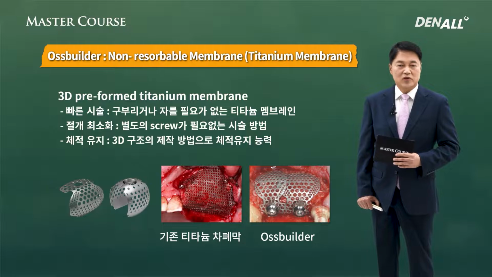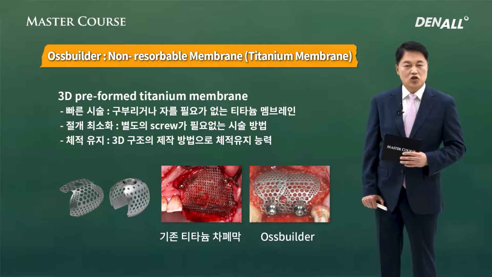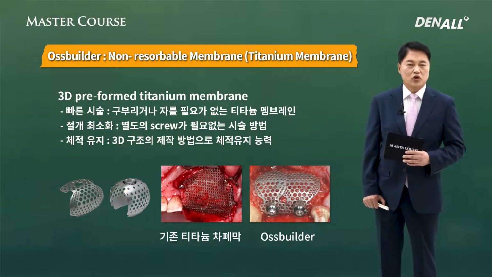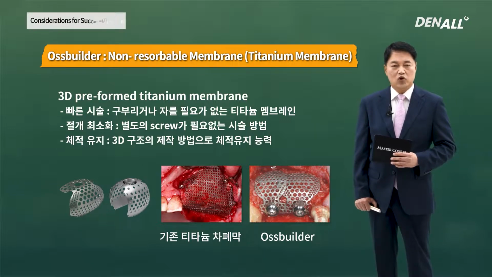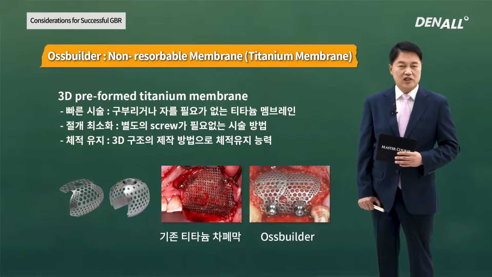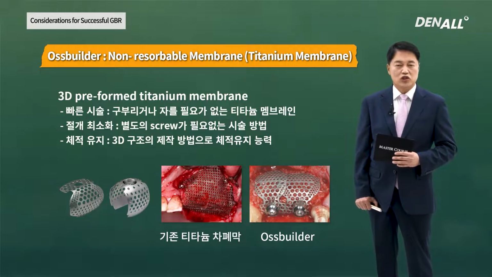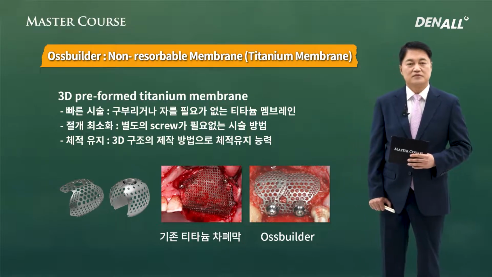Ossbuilder. It's a non-resorbable titanium membrane. It is a 3D customized titanium membrane. With a titanium membrane, you need to use bone tack, but Ossbuilder doesn't require it. It's a titanium membrane that you don't need to bend or cut. For space maintenance, it has a 3D structure and excellent space maintaining capability.